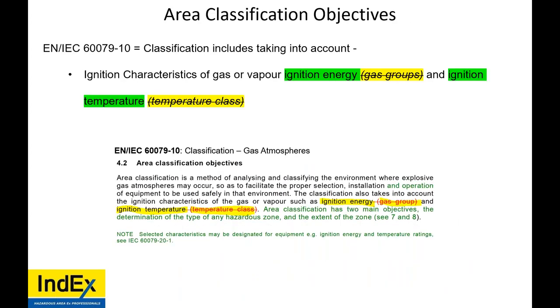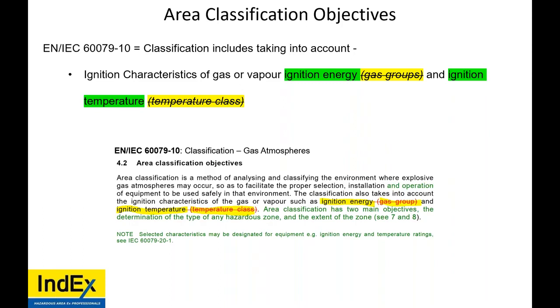Next slide. So 60079-10.1, classifications taking into account ignition characteristics of gas or vapor is based on ignition energy and ignition temperature. This recent revision from 2015 has removed the words gas groups and temperature classes because there was confusion, thoughts that 2B plus H2 was not a gas group for an area. But that is changing. This is indication of that.